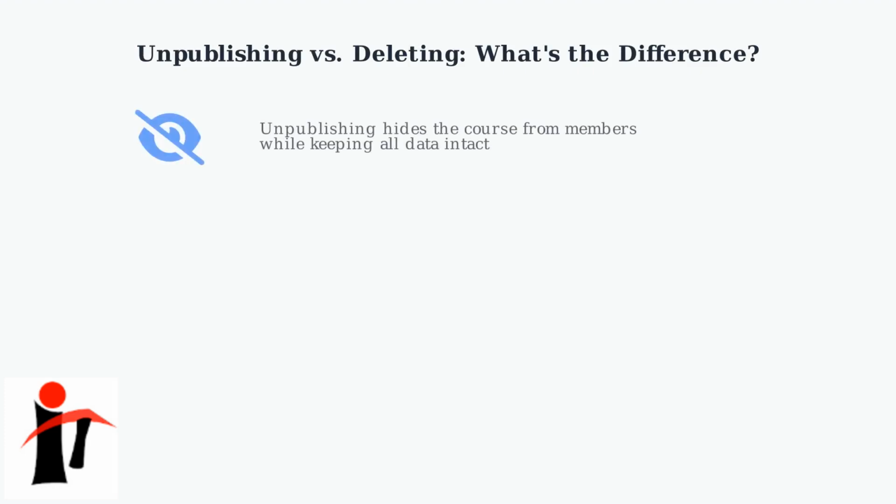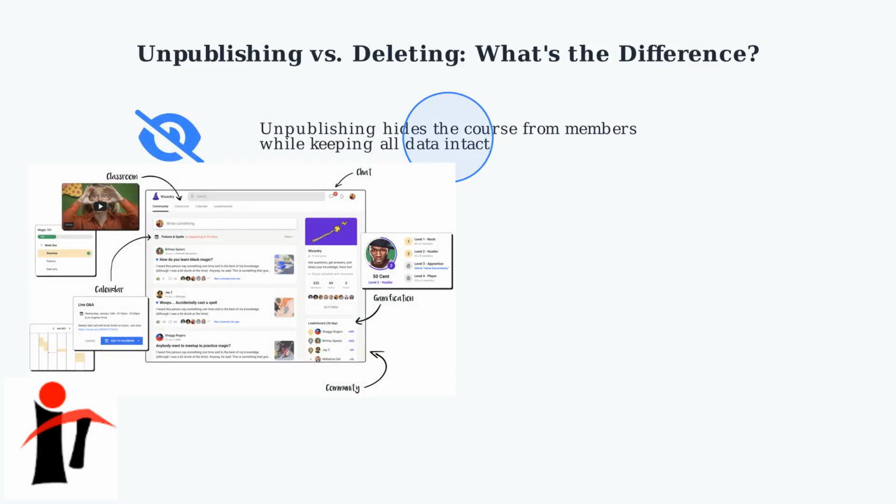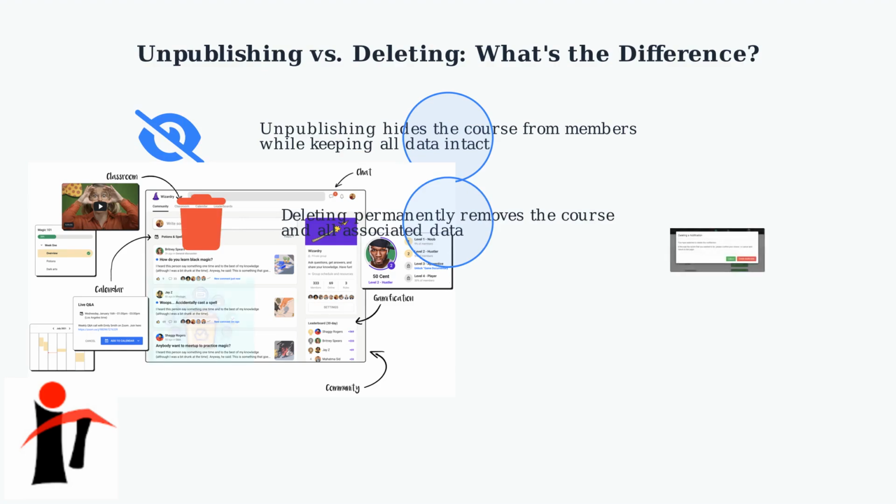So let's dive in. Skool offers two main ways to remove a course: unpublishing and deleting. Unpublishing hides the course from your members while preserving all the data, like member progress and comments. It's reversible, meaning you can republish it later. Deleting, on the other hand, permanently removes the course and all its associated data from the platform.